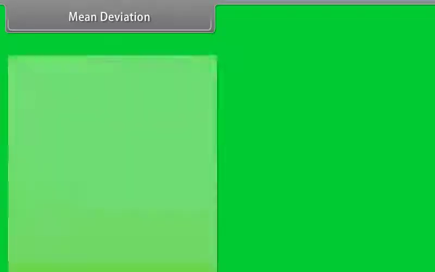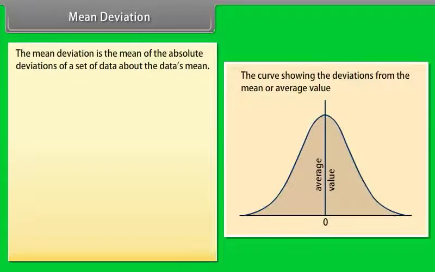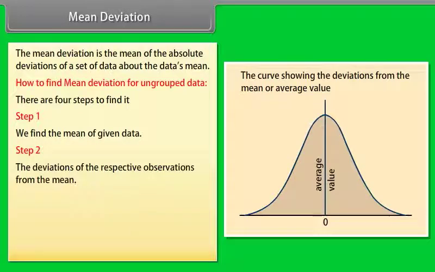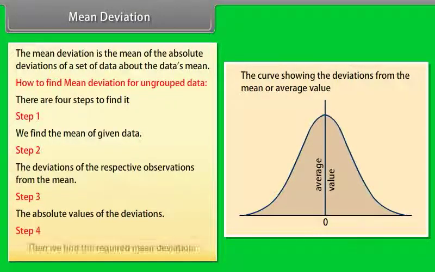Mean deviation. The mean deviation is the mean of the absolute deviations of a set of data about the data's mean. How to find mean deviation for ungrouped data? There are 4 steps to find it. Step 1. We find the mean of given data. Step 2. The deviations of the respective observations from the mean. Step 3. The absolute values of the deviations. Step 4. Then we find the required mean deviation. Let's understand it with the help of an example.